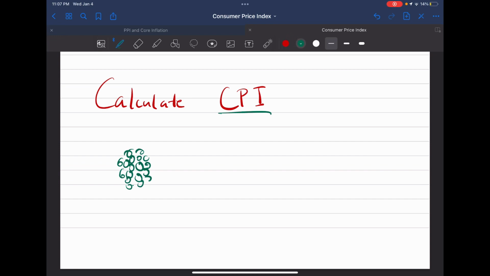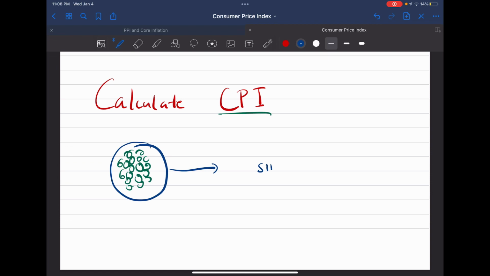What the statisticians do is combine all the prices of these goods and services and turn them into a single index to measure the overall level of prices. They compile it, make an index, and that is the overall level of prices.